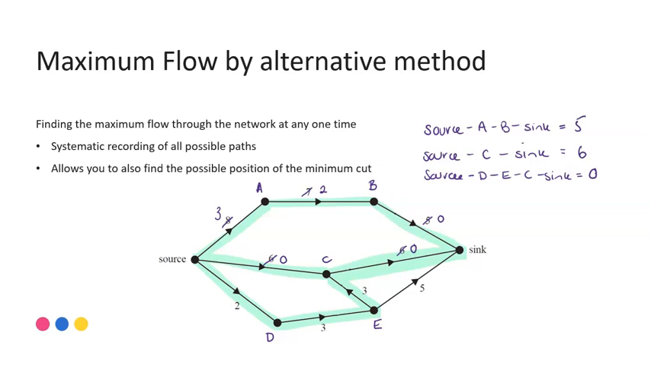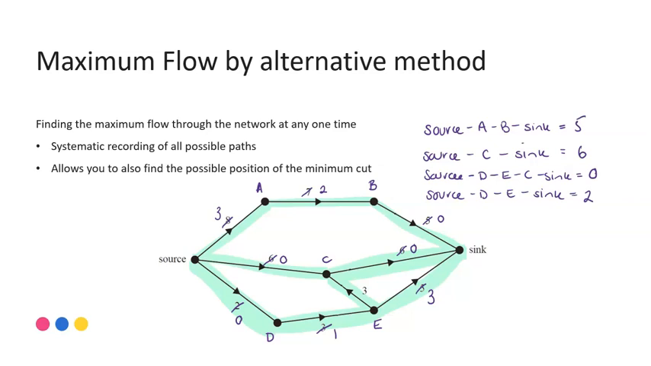And so then finally, I could come source, D, E, and sink. So source, D, E, and then straight to the sink. And the smallest weight on that pathway is 2. So now, sorry, I should take off our 2 from everything there. So now there's no more ways to get from source to sink. I've exhausted all the possible paths.